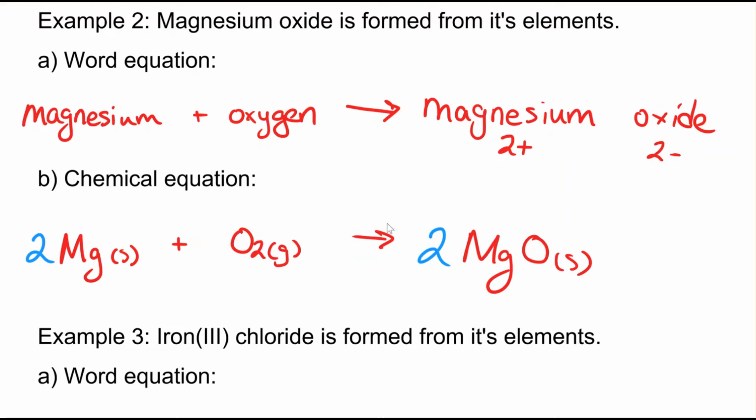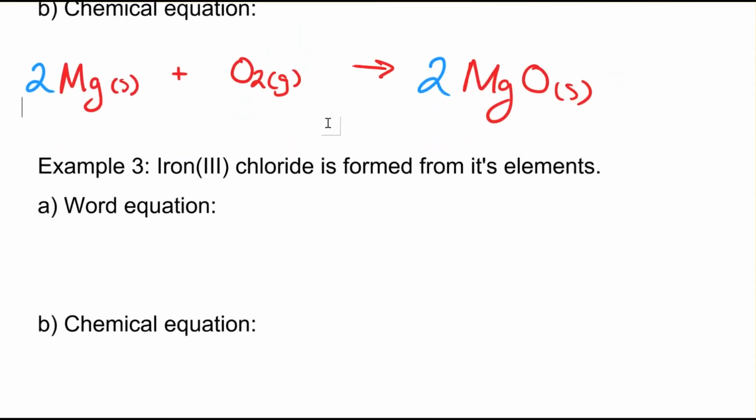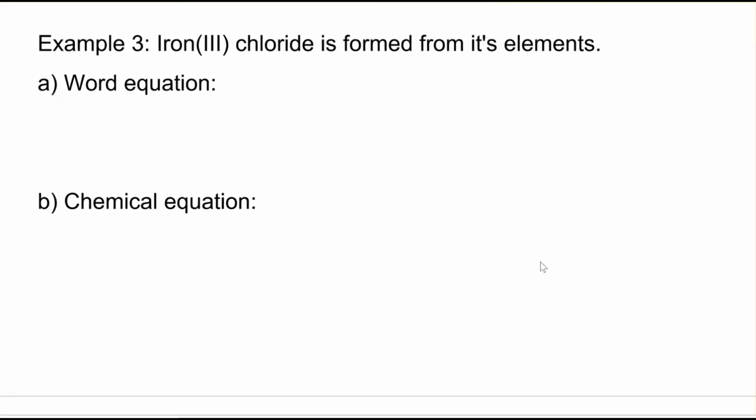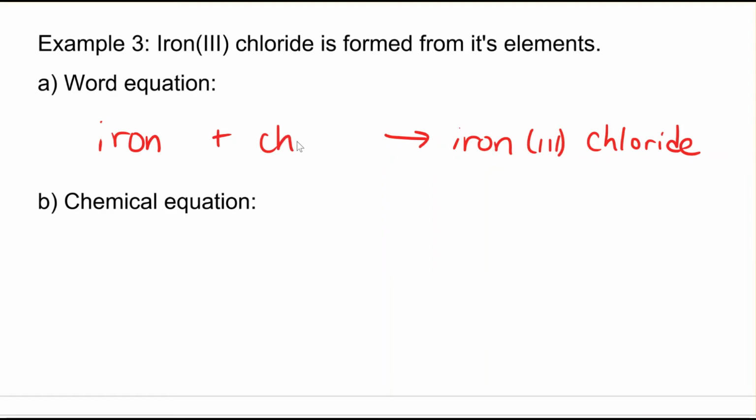What we're going to do, we're going to do a third example right now. And so, again, we're just going to follow the steps that we've been following so far. Iron 3 chloride is formed from its elements. So let's make iron 3 chloride. Well, which 2 elements do you need to make iron 3 chloride? You need to use iron, and not chloride, but chlorine.